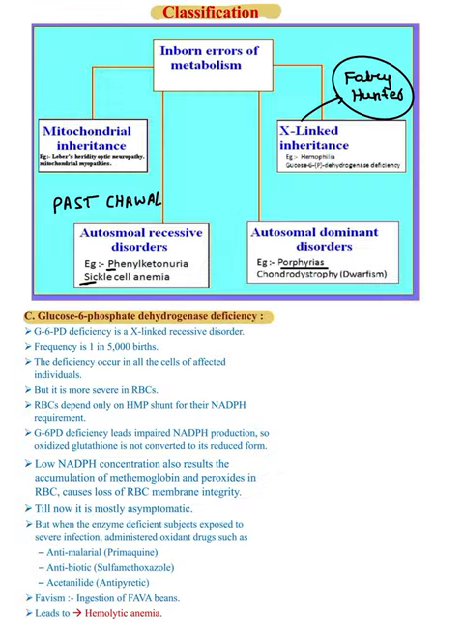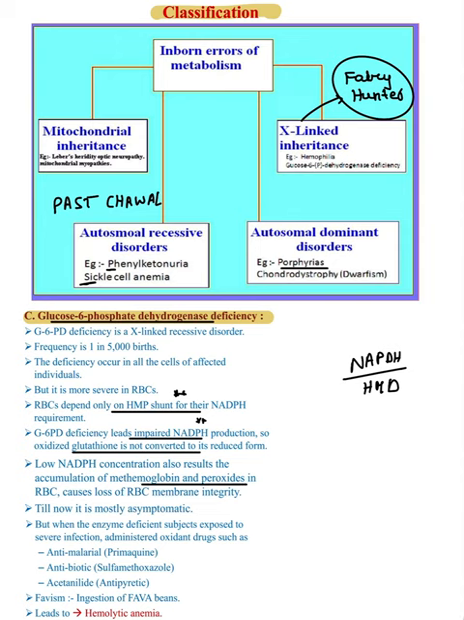Here we have glucose 6-phosphate dehydrogenase. This enzyme is required in the HMP shunt pathway, the hexose monophosphate pathway. So G6PD deficiency leads to impaired NADPH production, and for NADPH production the most important pathway is the hexose monophosphate shunt. If NADPH production is low, oxidized glutathione will not be converted to its reduced form. When it accumulates, this causes loss of RBC membrane integrity, meaning RBCs can undergo lysis.